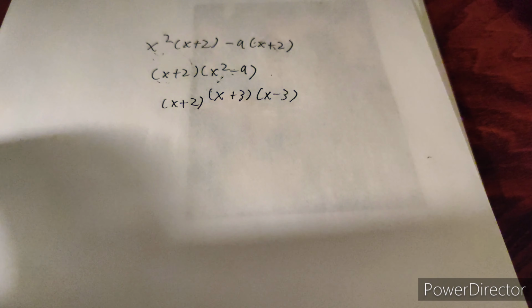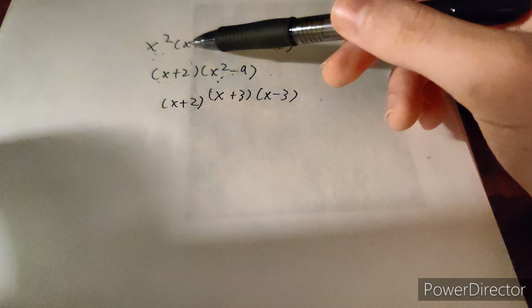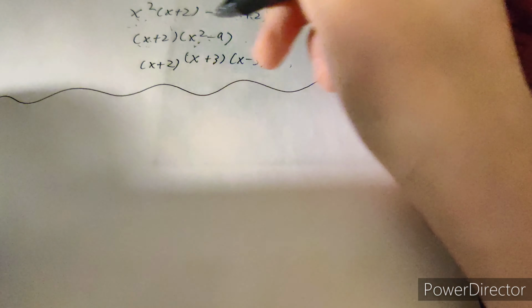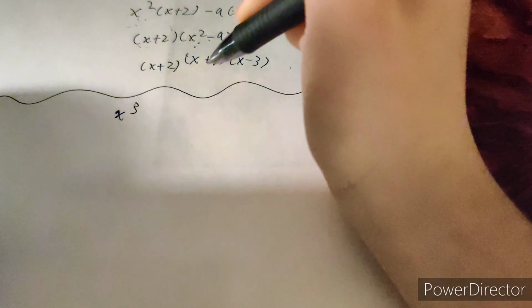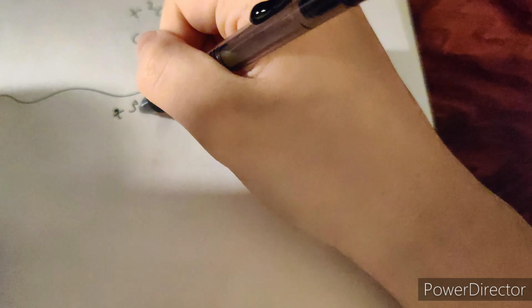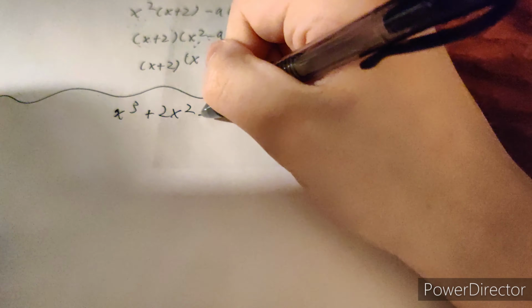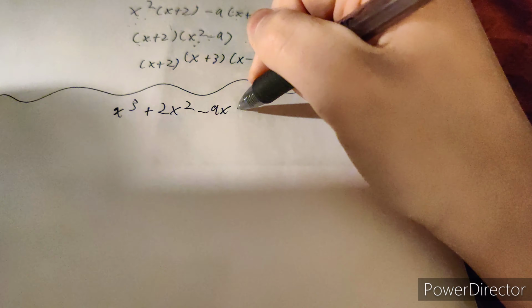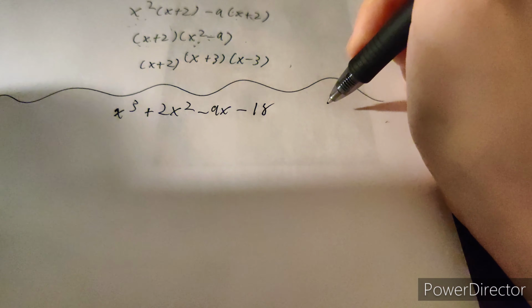And I could see why you might be inclined to think, oh, well, let's just do the distributive property. Well, let's do the distributive property. Why won't we? We finished it. Let's see how it relates to our current answer. X squared times x gives you x cubed. X squared times 2 gives you plus 2x squared. Negative 9 times x gives you negative 9x. Negative 9 times 2 gives you minus 18.